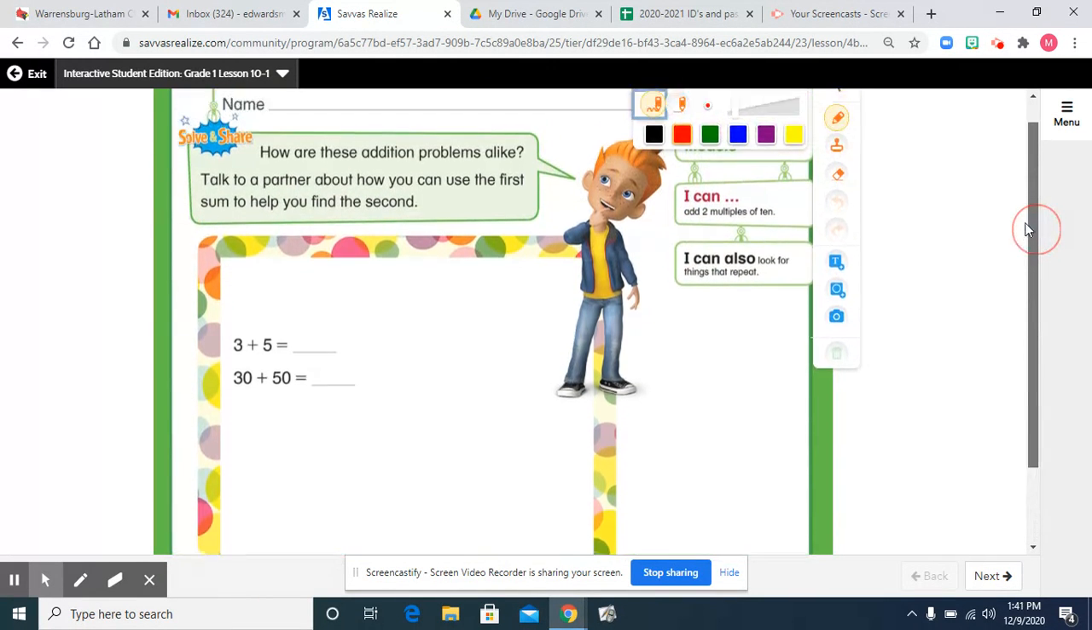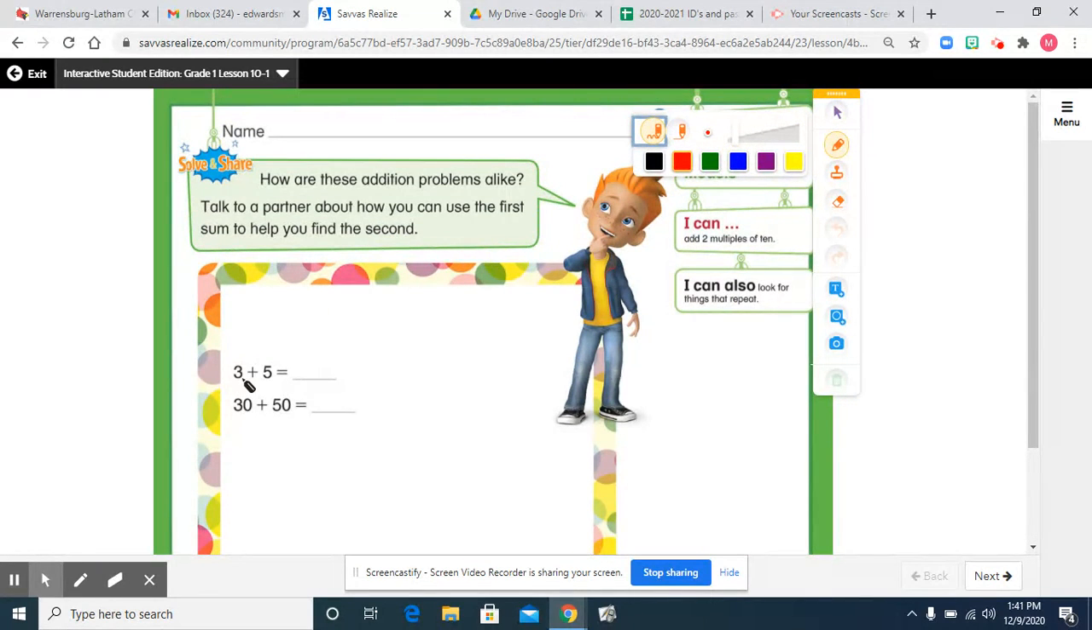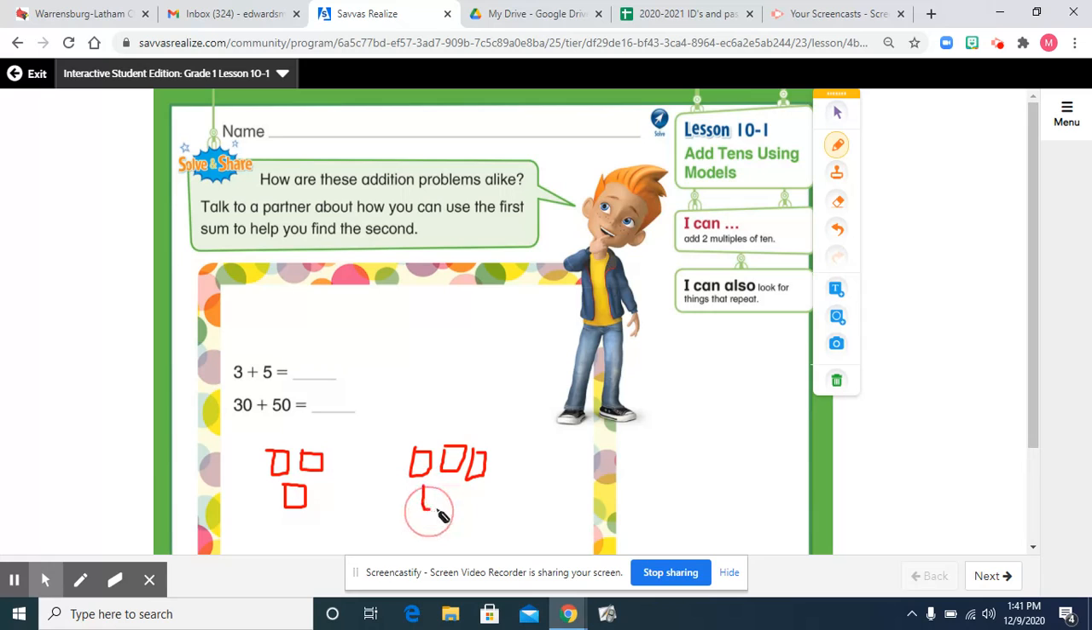These problems aren't too difficult. We'll start with the first one, 3 plus 5. Now you can either draw a picture or use your number line or number grid. So what I'm going to do is just draw 3 cubes plus 5 cubes. And then all we have to do is count the cubes to figure out what the first equation is. So 1, 2, 3, 4, 5, 6, 7, 8 cubes in all. So 3 plus 5 equals 8.